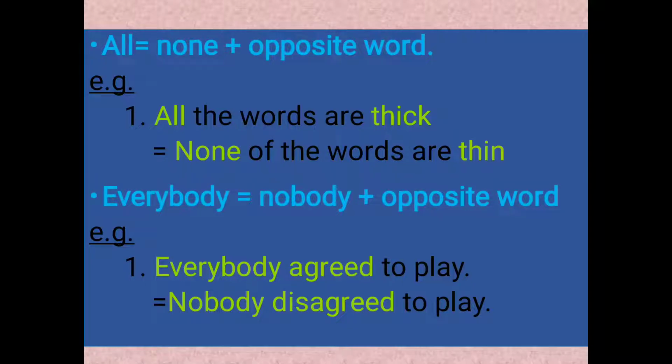Now in the case of everybody, everybody becomes nobody. Here is an example. Everybody agreed to play. And the answer is nobody disagreed to play. So instead of agreed, we have used the opposite of it, disagreed. So because of this, the meaning of the given sentence has not changed.